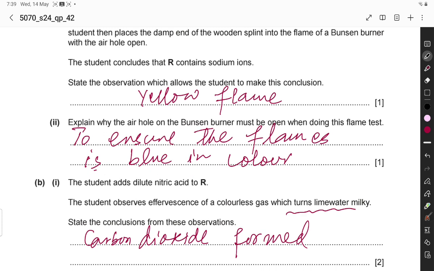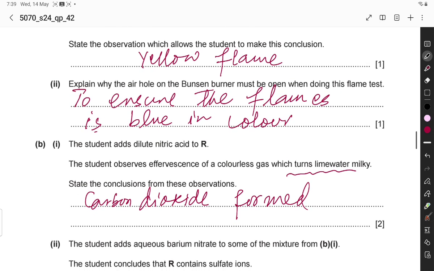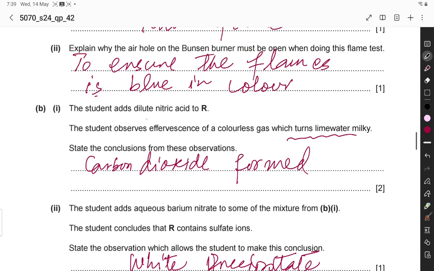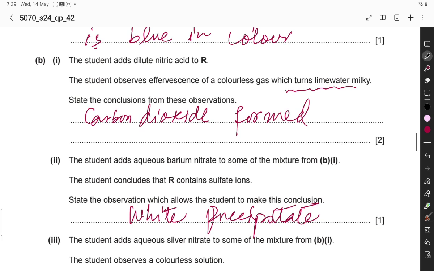Explain why the air hole on the Bunsen burner must be opened when doing this flame test to ensure that the flame is blue in color. The student adds dilute nitric acid to R. The student observes effervescence of colorless gas which turns lime water milky. This is a test of carbon dioxide gas. So state the conclusion from this observation.